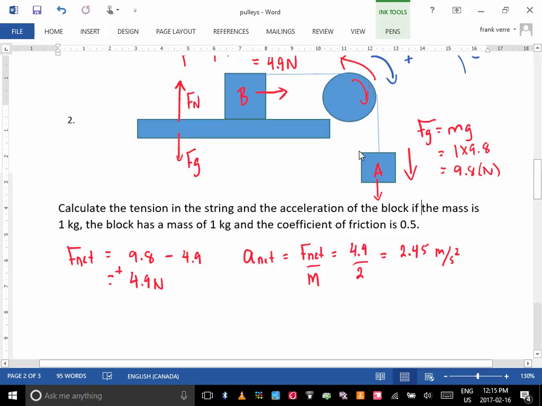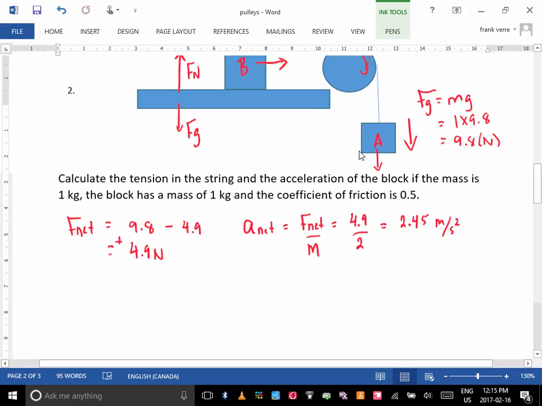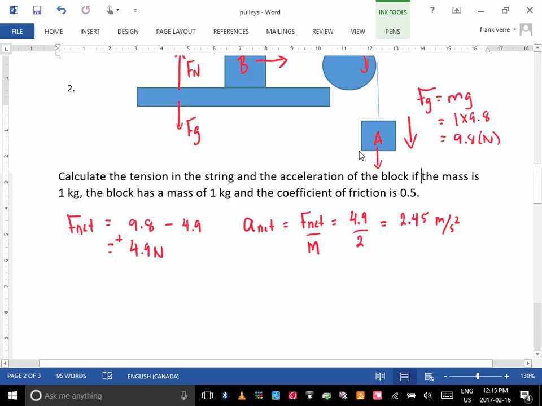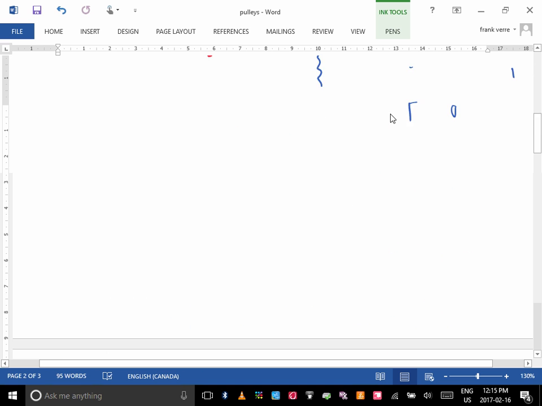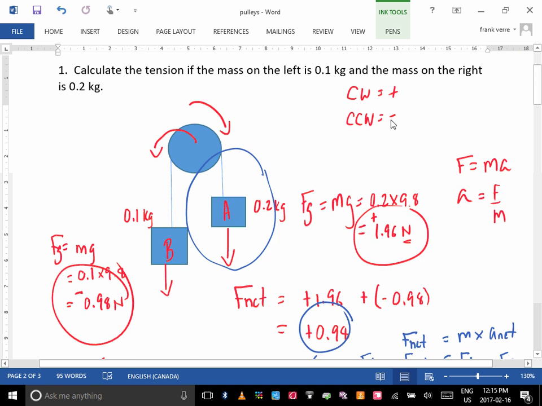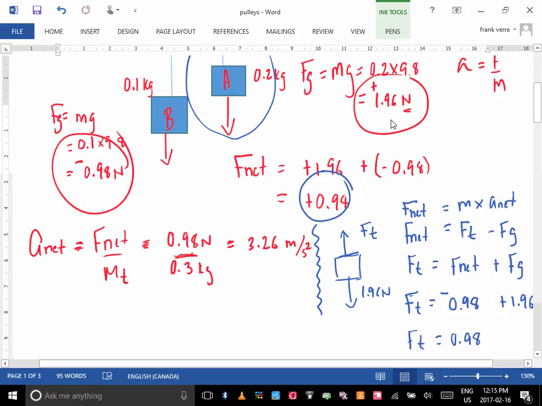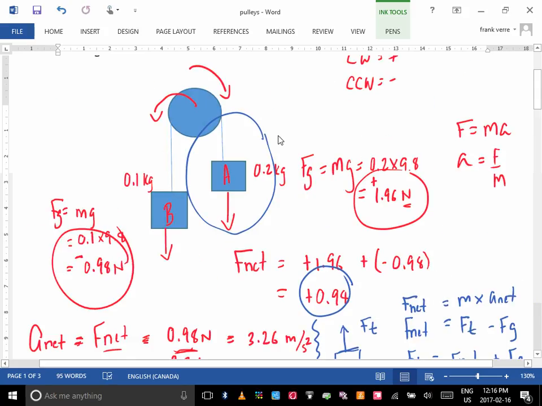Okay, so now let's figure out the tension. We're going to do the exact same thing we did before. By the way, in the previous example, you could have found the tension by looking at the other mass. You can pick either of the two masses in your system and figure out the tension, because it should be the same. Going back to that question, the tension we worked out was 0.98, and that would be the same on both sides. So we could have solved for tension using the other mass, and it would have worked also.